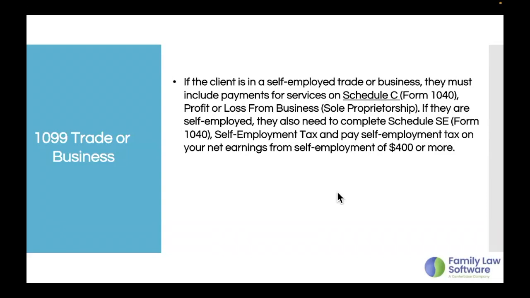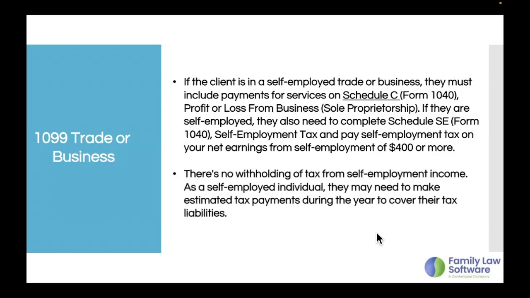We're going to be moving into the business section of family law software. Again, we want the gross number in family law software because we are going to calculate the taxes. One of the double dips that you want to be careful of is if they are doing estimated taxes, you don't want to do a double dip on that. Family law software is going to calculate the taxes for you. So that's for a 1099 trade or business.